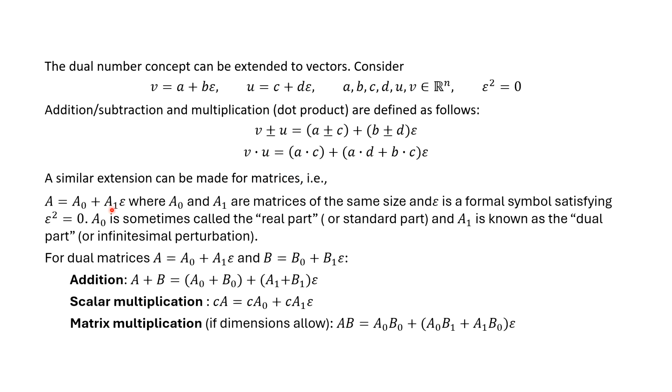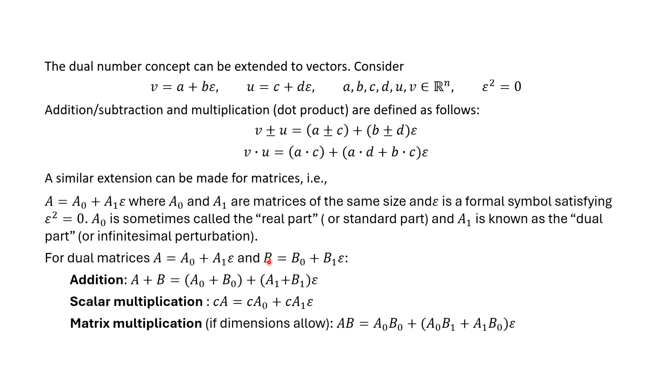Then we can do something very similar for matrices. We take a matrix A that equals A0 plus A1 epsilon, where A0 and A1 are matrices of the same size, and epsilon is, as before, a formal symbol satisfying epsilon squared equals 0. A0 is the real part, and that terminology is used for dual vectors as well as dual numbers, or standard part. And then A1 is called the dual part or the infinitesimal perturbation.